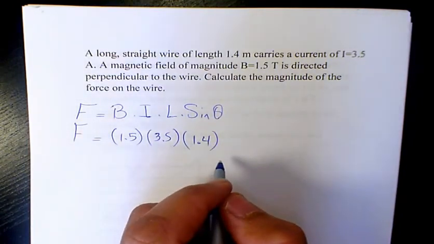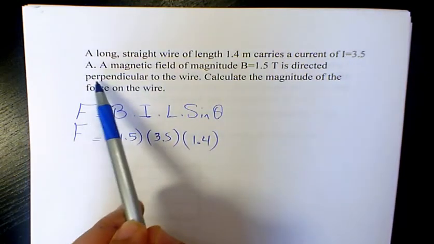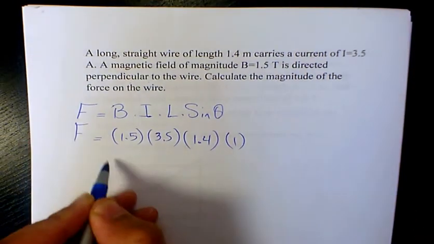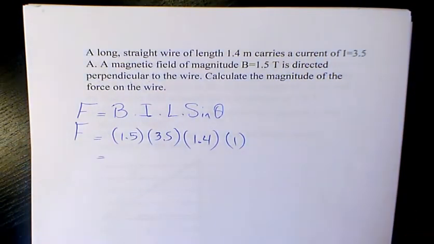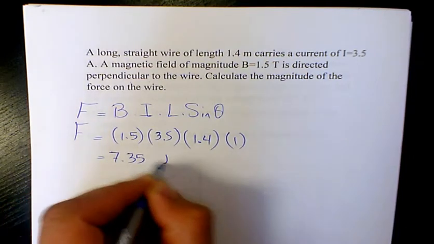And sine theta, what is the angle? It says perpendicular, so it means that sine 90, which is going to be 1. 1.5 times 3.5 times 1.4, that's going to give me 7.35 Newton.